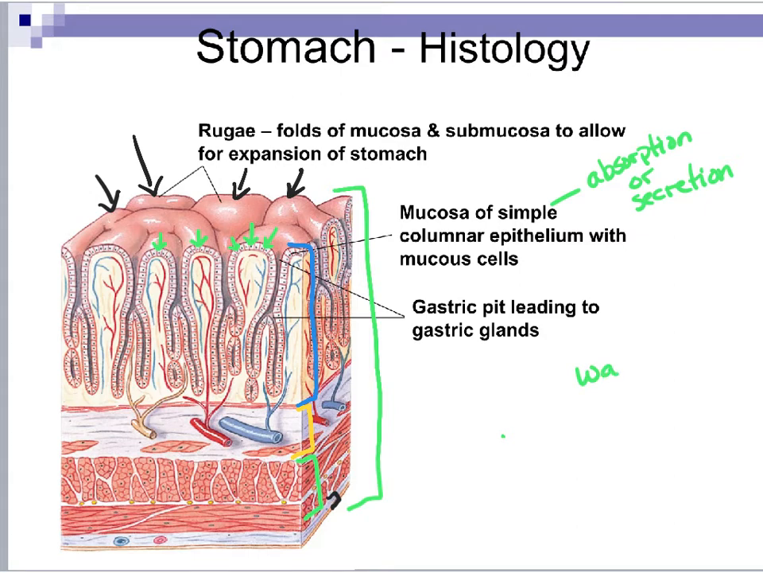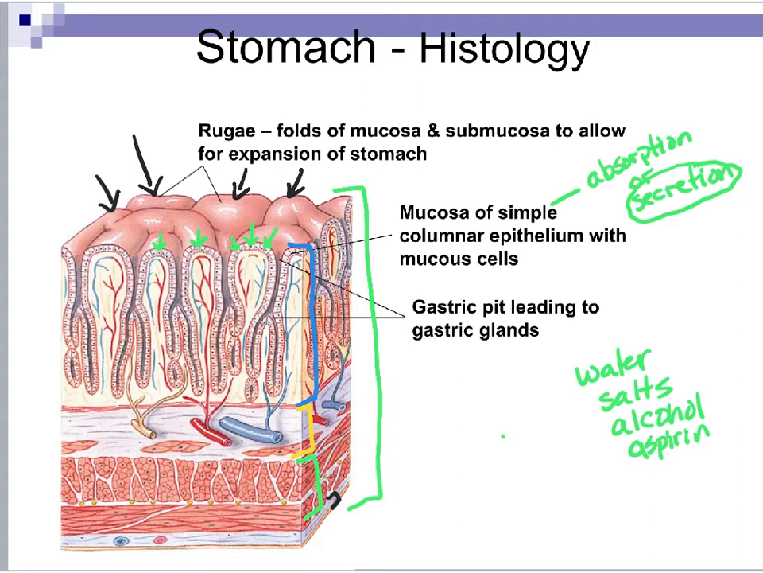Remember, water, salts, alcohol, and aspirin are pretty much the only things that get absorbed through the wall of the stomach. So absorption, yes, it does occur, but more so, the stomach is responsible for secreting a number of products that assist in various aspects of digestion.